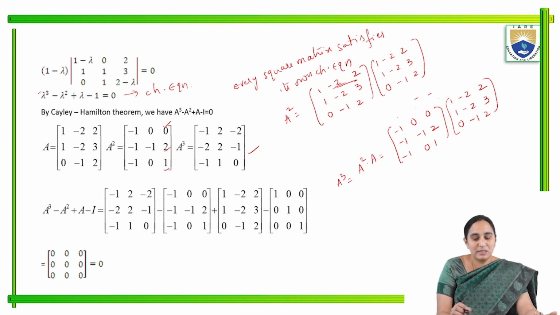After getting A square and A cube, what is the characteristic equation by Cayley-Hamilton? A cube minus A square plus A minus I is equal to 0. Substitute here: the A cube is this, and A square is this, plus A minus I. Once you observe, just adding these all, we get completely zero, which means the given matrix satisfies its own characteristic equation.